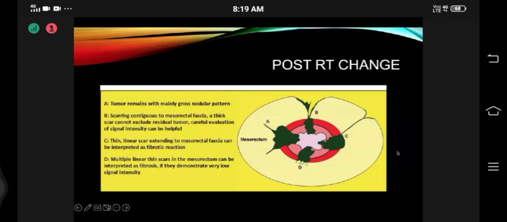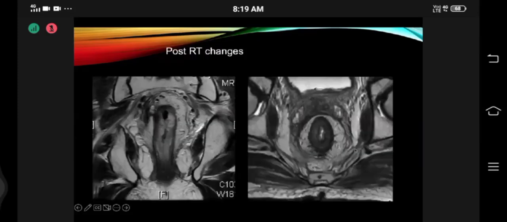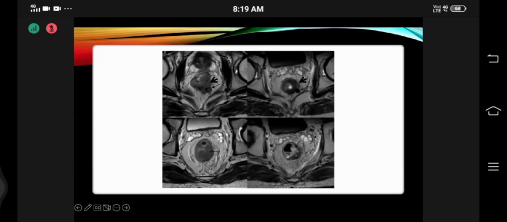So this is how the post-RT change looks like. So this is all fibrosis and this is all edema. You can see the tumor has become dark, fibrotic. So this is the disease and this is the post-RT change. And here it's fibrotic and almost completely resolved.